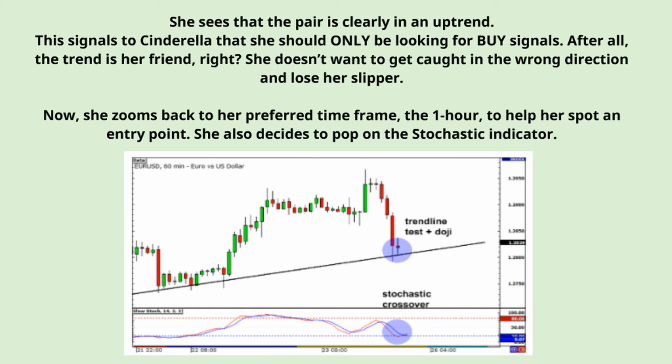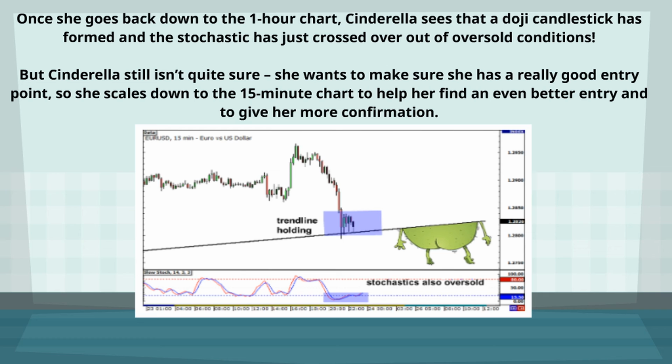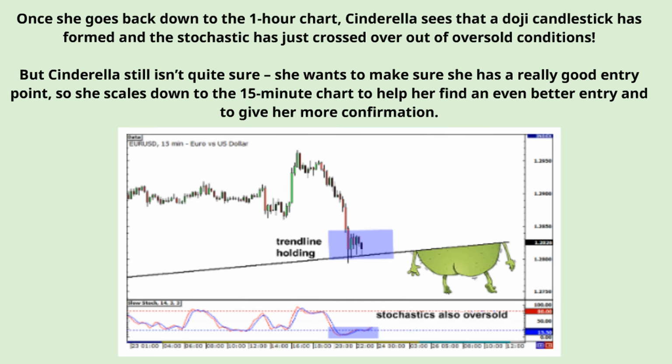Now, she zooms back to her preferred time frame, the 1 hour, to help her spot an entry point. She also decides to pop on the stochastic indicator. Once she goes back down to the 1-hour chart, Cinderella sees that a doji candlestick has formed and the stochastic has just crossed over out of oversold conditions. But Cinderella still isn't quite sure.